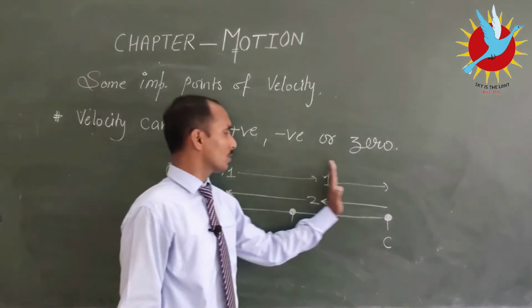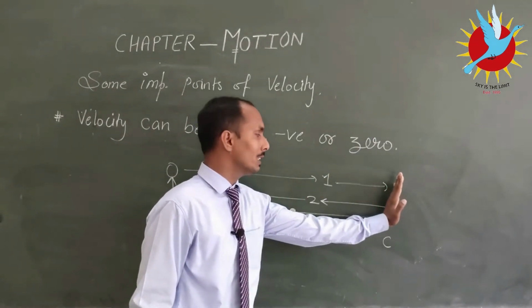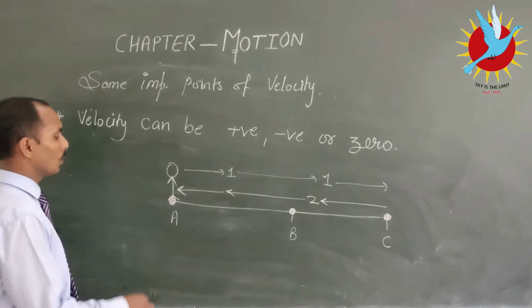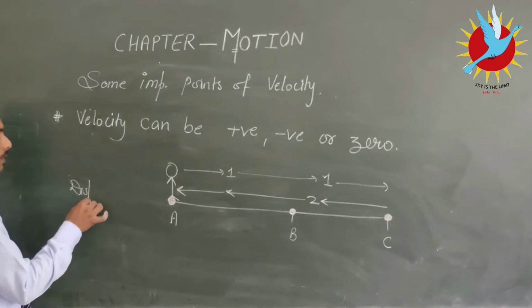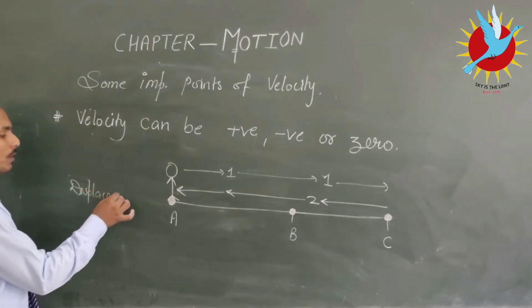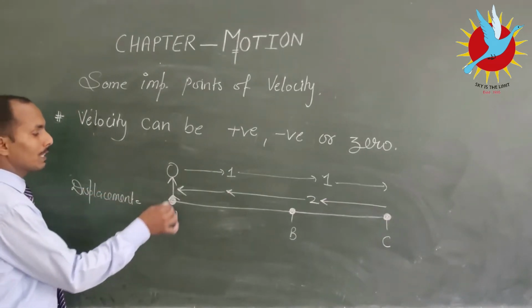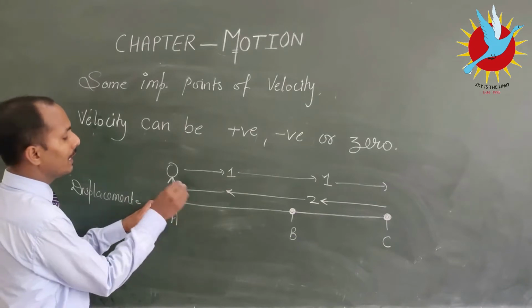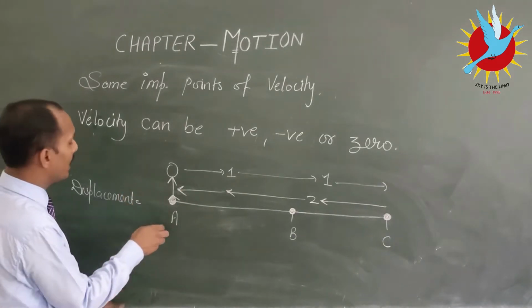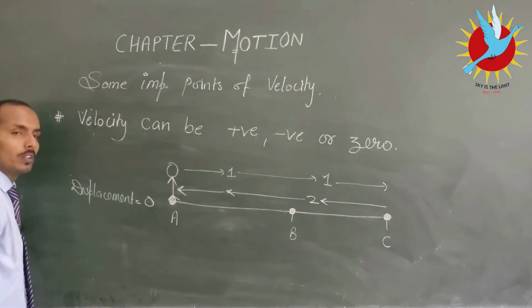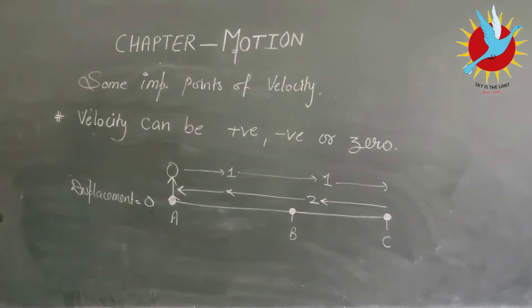Firstly he went to C, then C to A, so the total displacement is 0. This is the initial position and again it is the final position, so there is no gap between initial and final, so the displacement is 0.